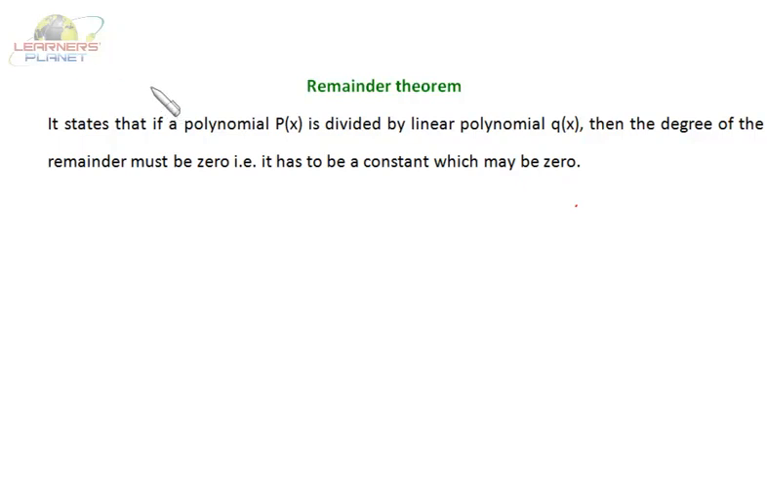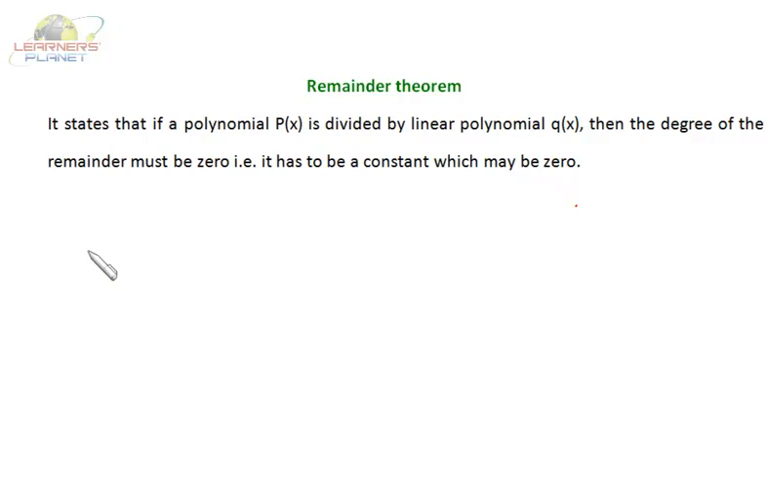Let's have a quick recap of remainder theorem. It states that if a polynomial p(x), whose degree should be greater than or equal to 1, is divided by a linear polynomial q(x), then the degree of the remainder must be 0. That means it has to be a constant, which can be 0.